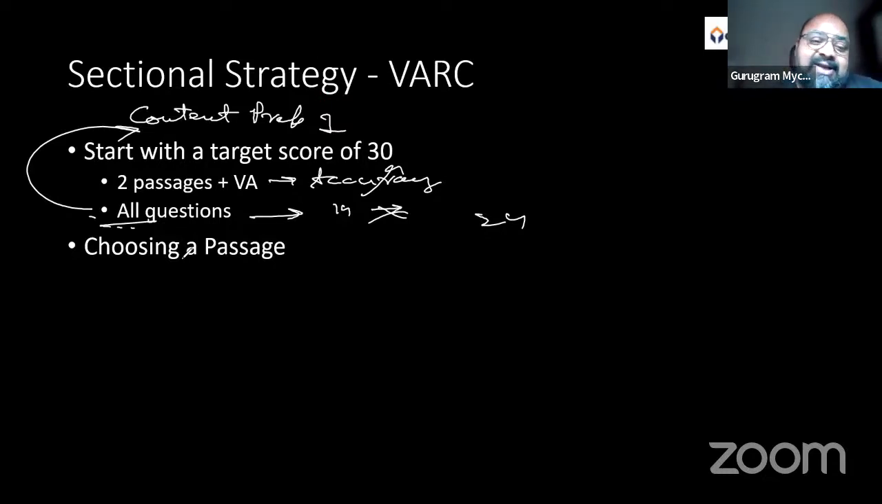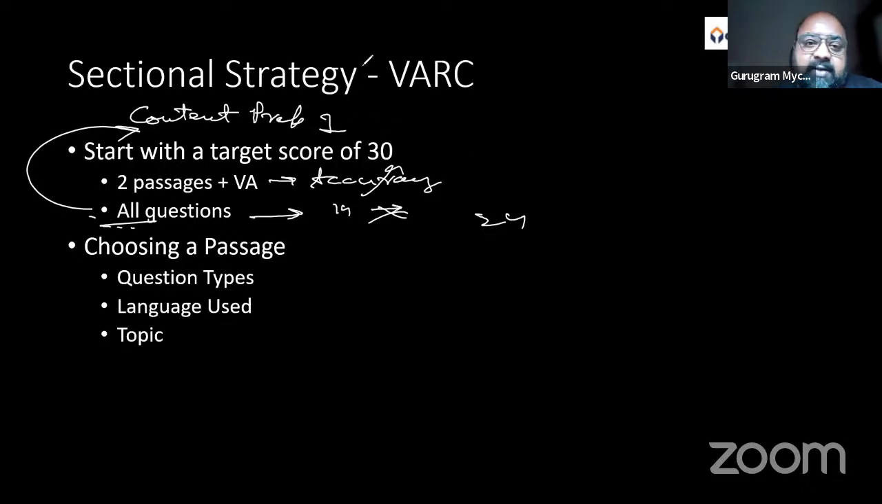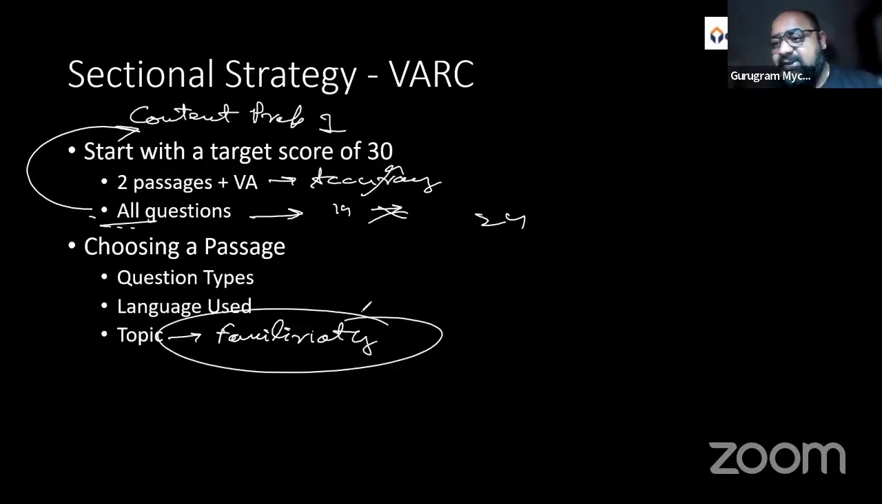Choosing the passage के लिए there are 3 things that you should look at. Number 1 is what the passage talks about, whether there is familiarity with this topic or not. और देखो मैं पूरे इसमें ना इस वर्ड को बार बार यूज करूंगा, familiarity. हो सकता है this might be a wrong word, but मुझे उसके बारे में पता है या नहीं.